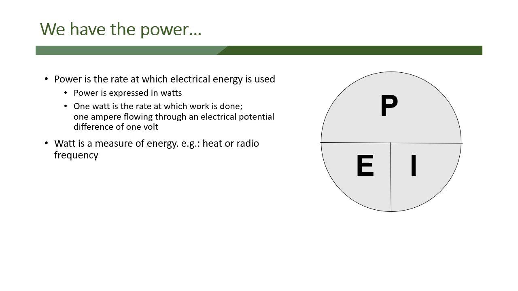So watt is a measure of energy. It can be heat from the radio. It could be the power put out by the radio. It could be the heat from a light bulb. Watts is watts is watts. A 100-watt light bulb is like a 100-watt heating pad, like a 100-watt radio. Watts is a measure of energy. It doesn't say what kind of energy it is. It just tells you it's a measure of energy.